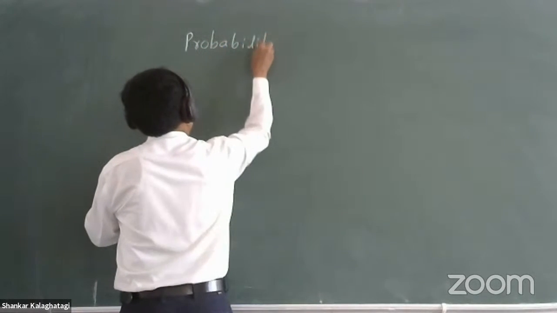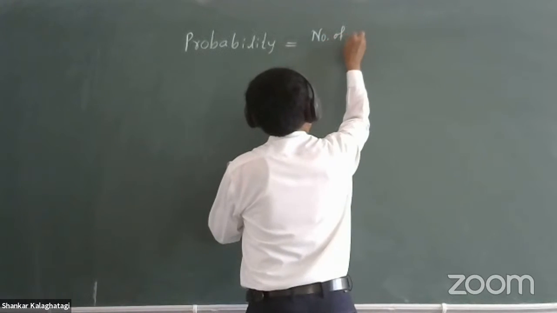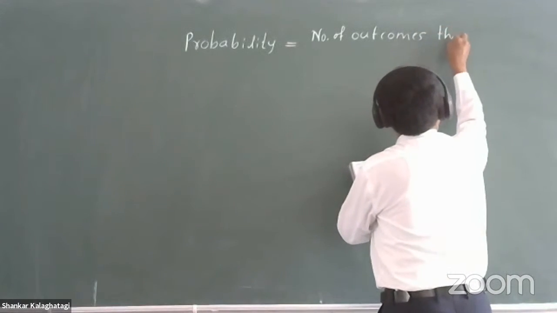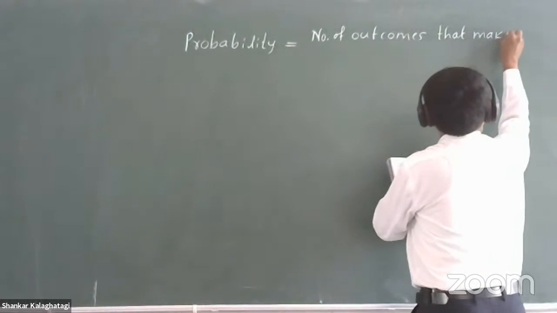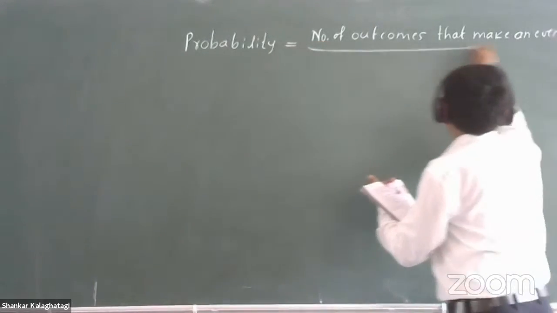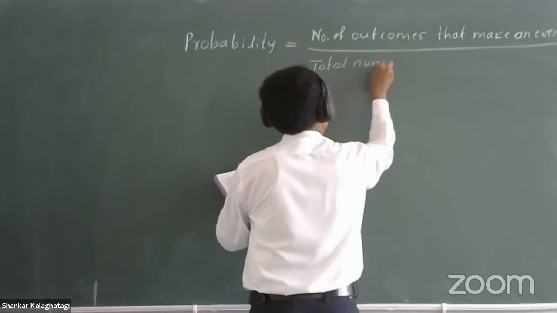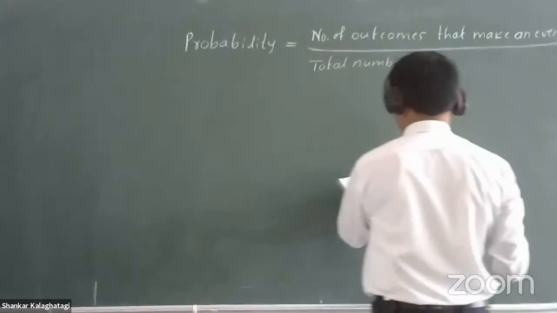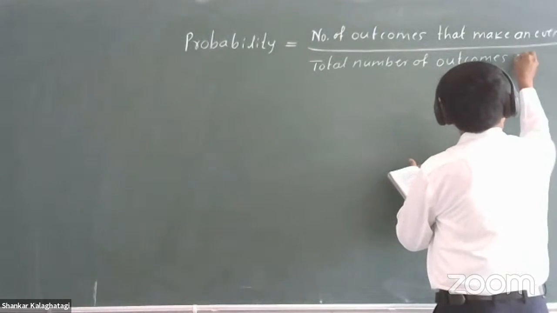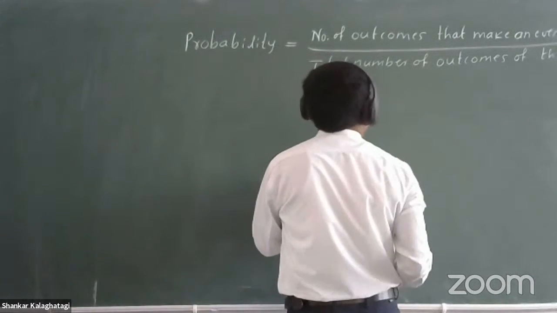Probability is ratio of what? Number of outcomes that make an event divided by total number of outcomes of the experiment. Sir, their side board not seeing. I'll change it. Of the experiment.